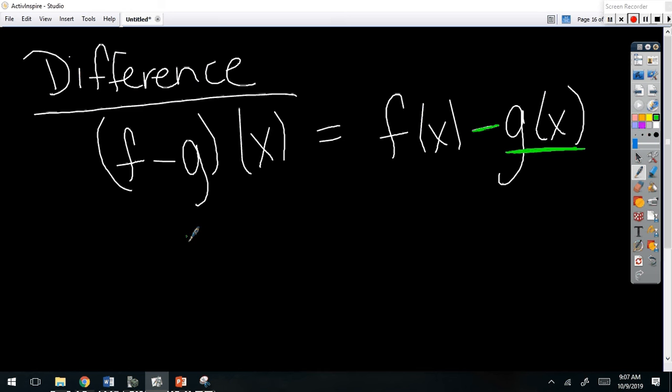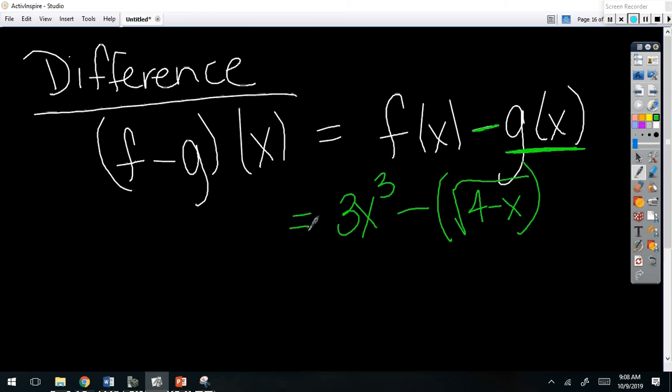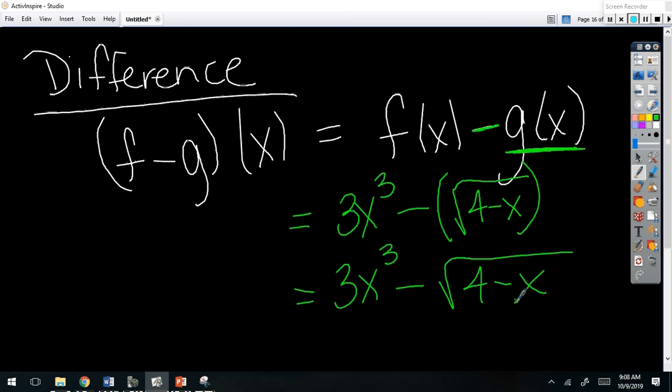So f was 3x cubed. G was, and what I tend to do is go ahead and put it in parentheses just in case there's multiple parts, square root of 4 minus x. Now, I can't distribute that minus under that radical, but if this had more than one part, then I would distribute that negative sign through to everything, okay? But since it doesn't, I'm good, and I am good just to write 3x cubed minus the square root of 4 minus x. That is the difference of f and g. Does that make sense to you?